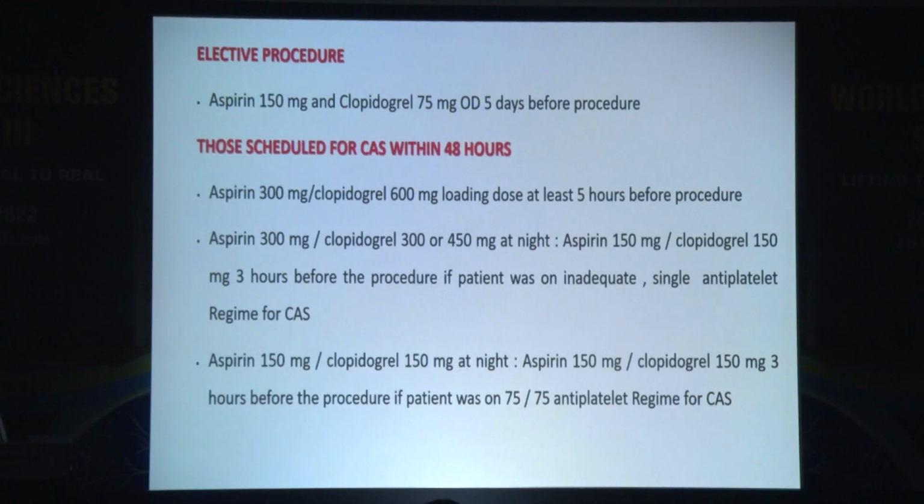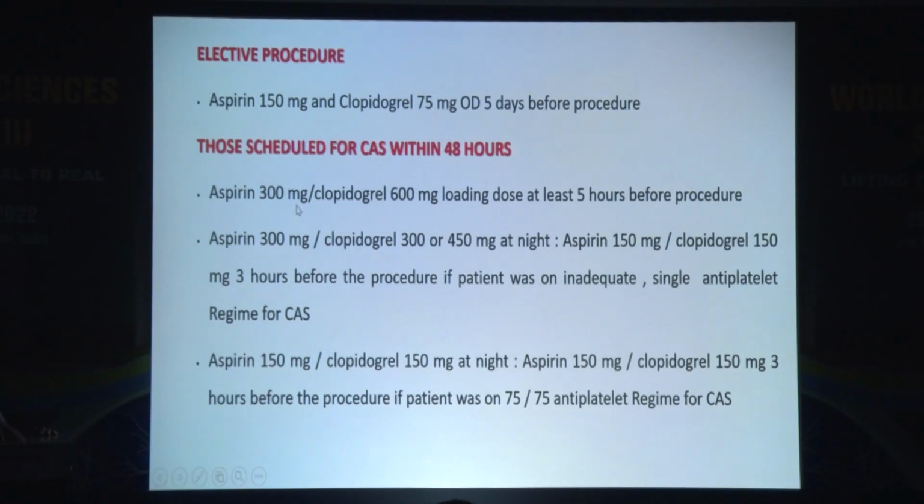For the elective procedure, aspirin 150 milligram and clopidogrel 75 milligram OD, 5 days before the procedure, is to be given in all the patients. But our institute is a referral institute. We always get patients from distant places, and usually they come here and ask us to do the procedure the next day. So we have only 24 to 48 hours to load these patients. This is how we plan our protocol to prime these patients with antiplatelet drugs.